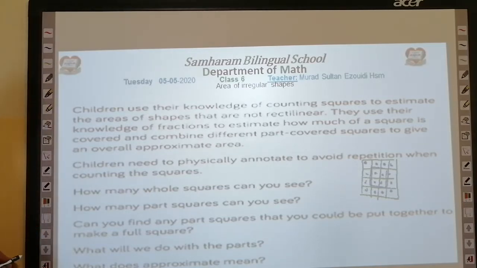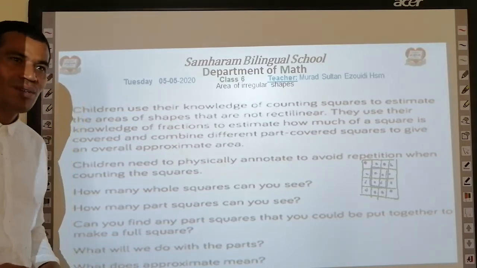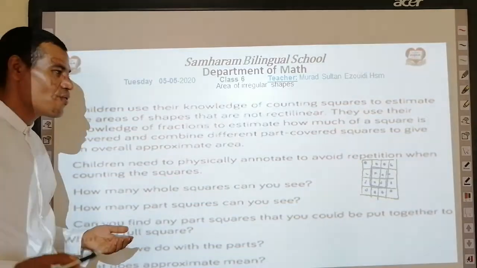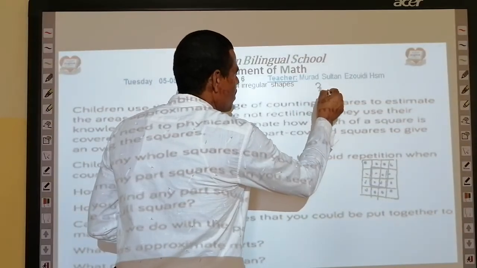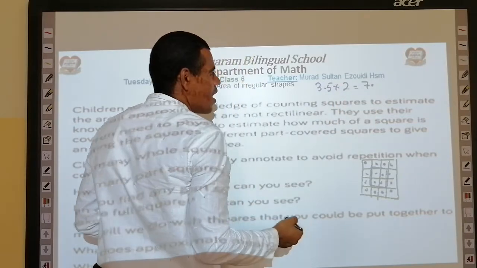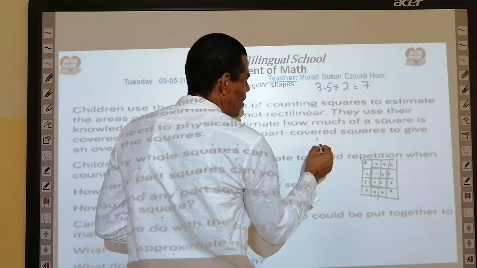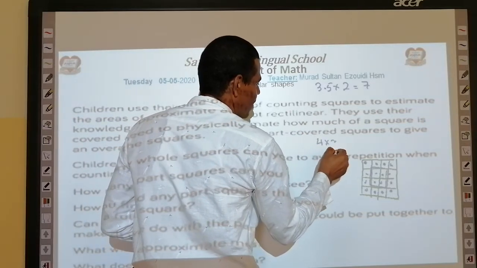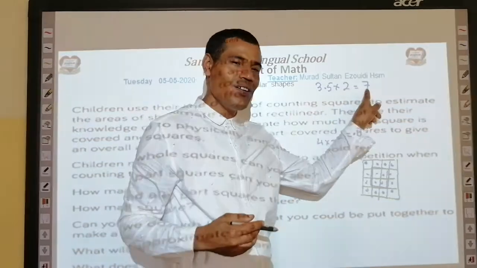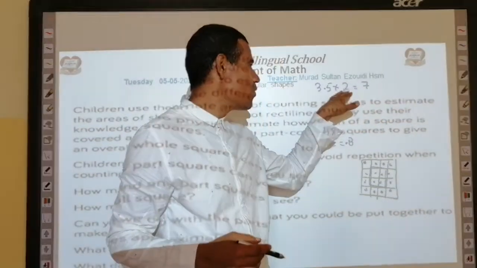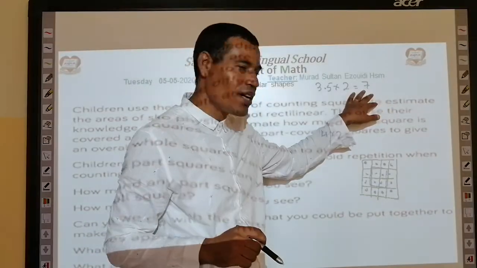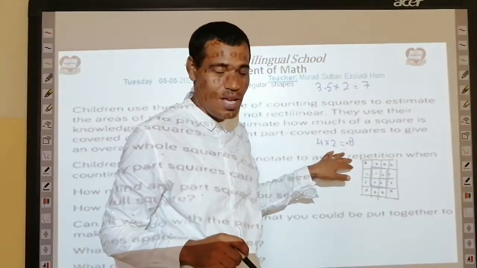What does approximate mean, my learners? It means close to the answer. For example, 3.5 multiplied by 2 is 7. If you like to estimate this, you will say that 4 multiplied by 2 is 8. So 8 is near to the exact value. 3.5 by 2 is the exact value, or the correct answer, but this one is by estimation.